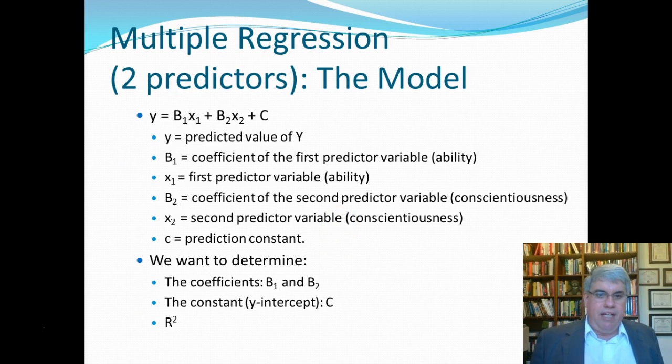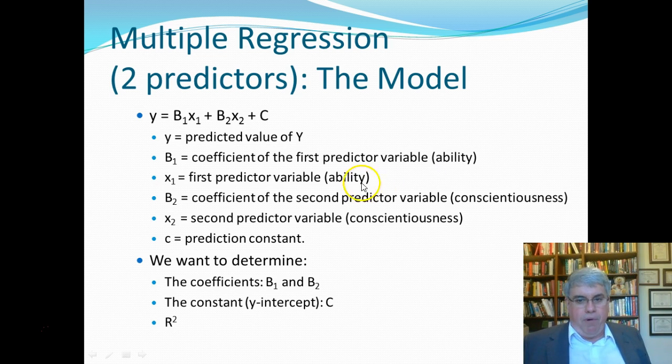So let's look again at this equation that we're trying to get. This is the model when we have two predictors. We're going to say y, that's the predicted value that we're looking for of whatever this variable y is. That would be job performance. B1 is going to be the coefficient of the first predictor value, ability, and so that can be either positive or negative. If it's positive, that means that performance is going to go up as ability goes up. If it's negative, it means that performance will go up when ability goes down. That doesn't make too much sense. I hope the data shows that it's positive.